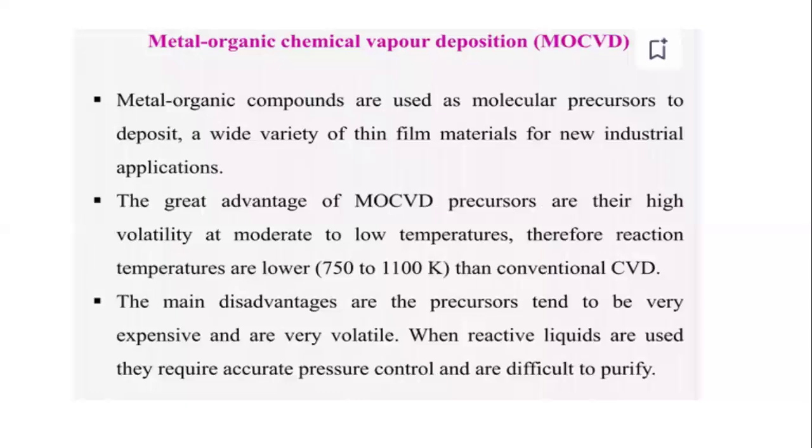Metal organic chemical vapor deposition, metal organic CVD. Metal organic compounds are used as molecular precursors to deposit a wide variety of thin film materials for new industrial applications. The great advantages of metal organic CVD precursors are their high volatility and moderate to low temperature. Therefore, reaction temperatures are lower, 750 to 1100 Kelvin, than conventional CVD.